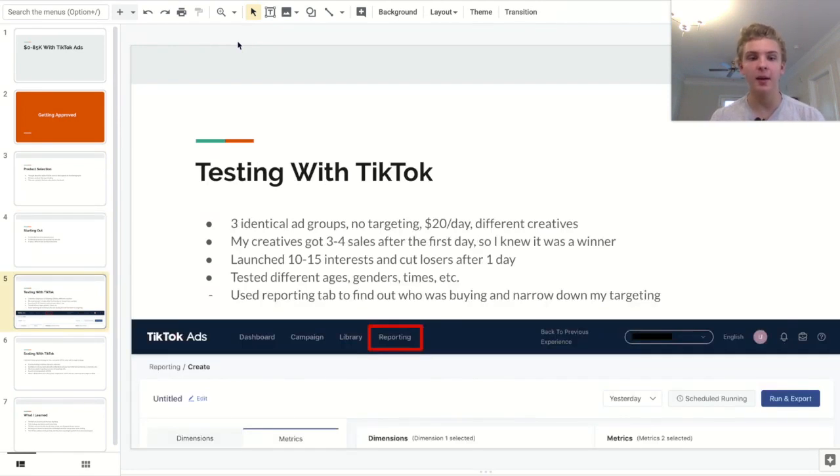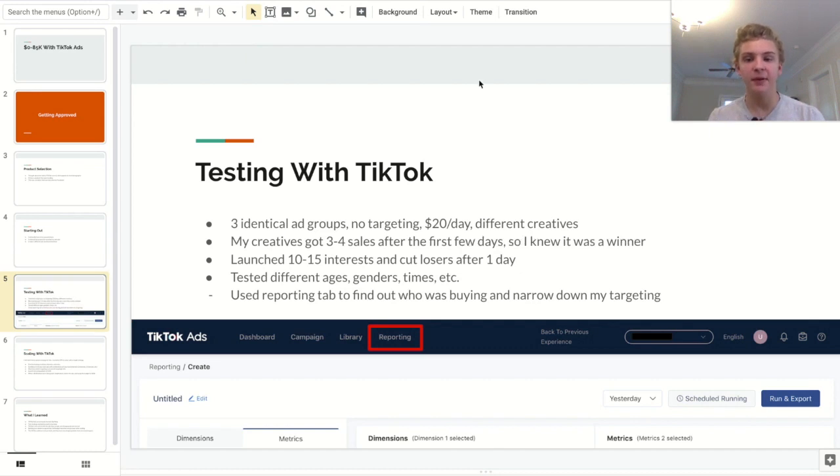All right, so again, what I ended up doing was just launch 3 different creatives, and these each had identical ad groups, which is essentially like an ad set. They had absolutely no targeting besides just selecting TikTok as your placement, and they were each running at $20 a day, which is the minimum budget on TikTok.